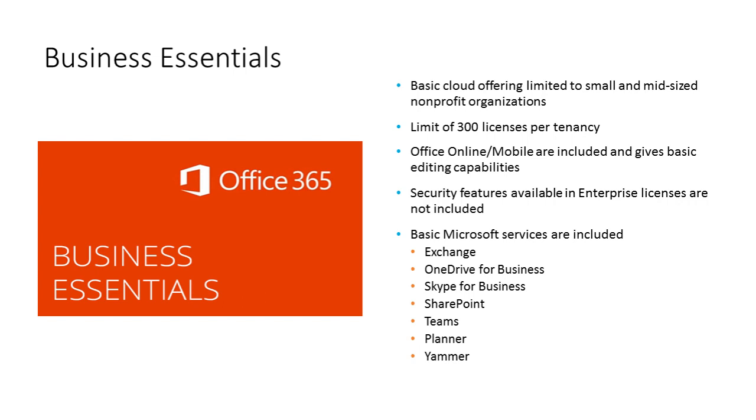All right. Okay, so Business Essentials, it's a limit of 300. Just to recap, it comes with the Office Online and mobile access as well. Security features are available in the enterprise licenses, but not in the Business Essentials. So that's the main difference why you would want to go to an enterprise, an E1 and an E3 line versus a Business Essentials line. But it does come with Exchange, OneDrive for Business, Skype, SharePoint, Teams, and Planner.